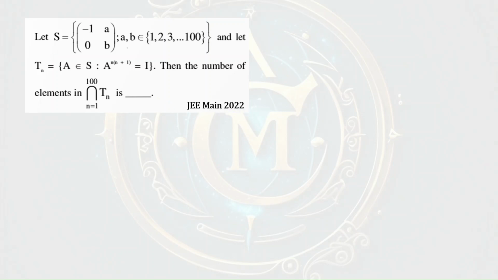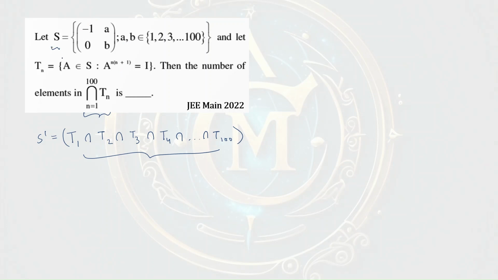Let S be this set and let Tn be this. Then the number of elements in the intersection of these 100 sets. You can see this denotes T1 intersection T2 intersection T3 intersection T4 intersection, so on up to intersection T100. We have to find the number of elements in this set. Let us denote this set as S dash.